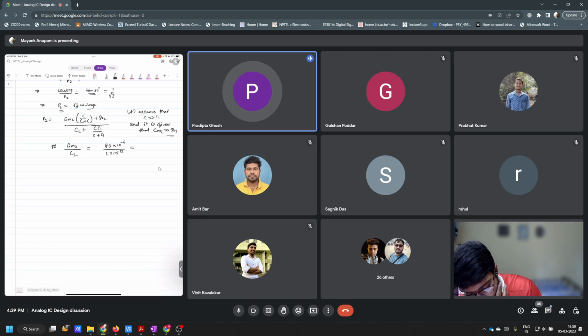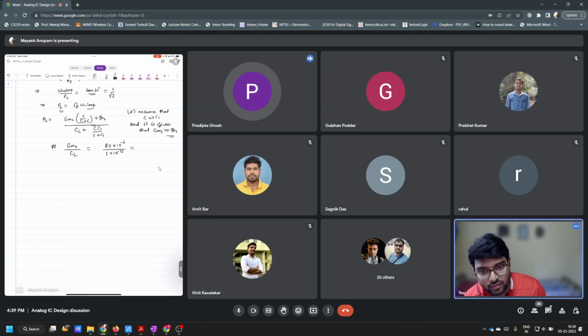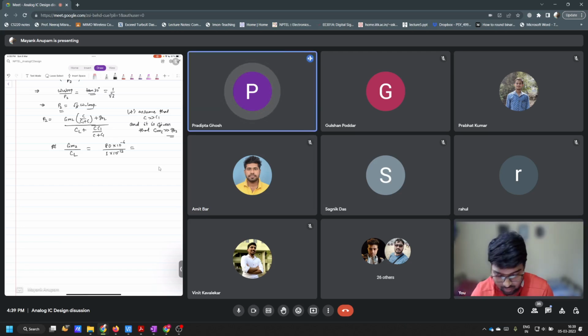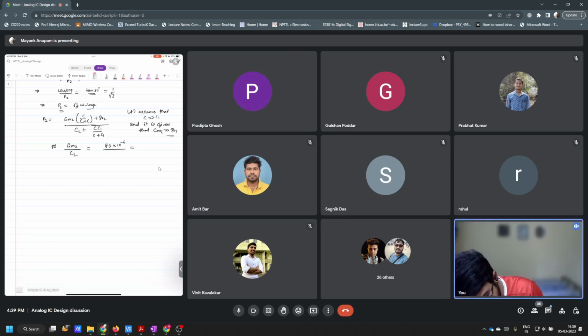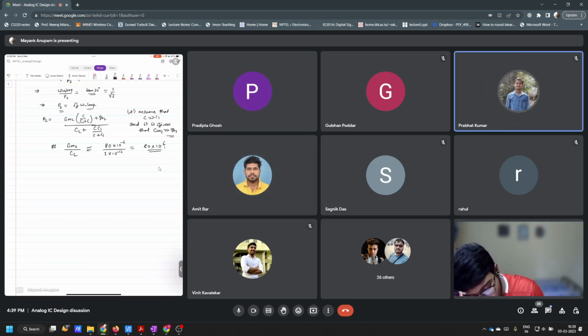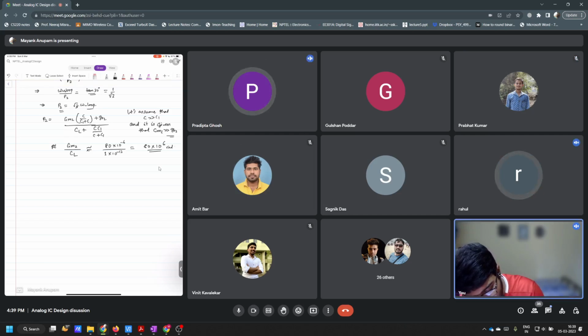GM2 is given, and CL is given, right? CL is 1040, yes, correct. But it doesn't matter. I mean, 1.04 and 1 are approximately close, so let's call it 1 only. No need to take that into account. So this will be nearly 80 megahertz. But this is not megahertz, it is mega radian per second. Yes, correct.